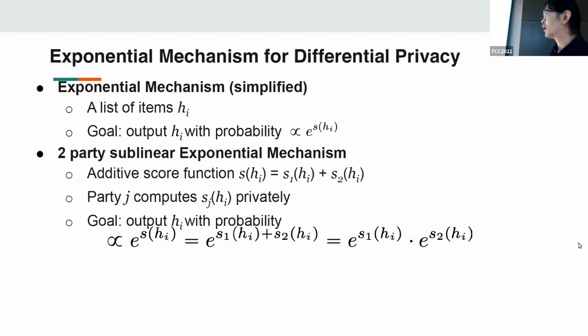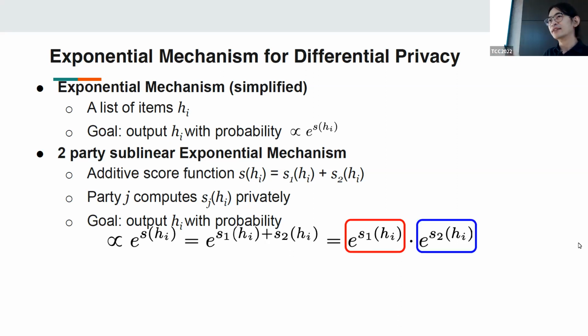So now for the two-party setting, assume an additive score function that is collectively distributed among two parties. So in a word, each party can compute a portion of this score function. Let's say party j can compute S_j of H_i. And the goal is now to output a common H_i with a probability that is e to the power of the total S. And that is equal to e to the power S1 times e to the power S2. That's given by mathematics.